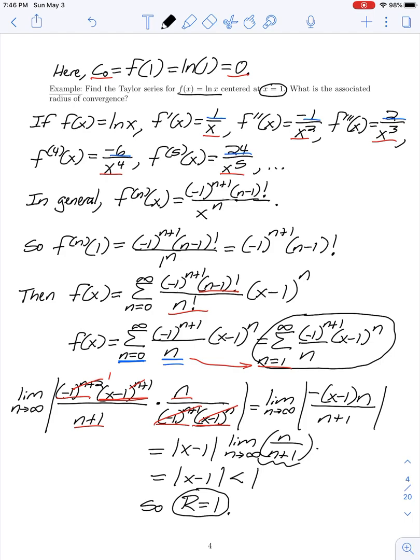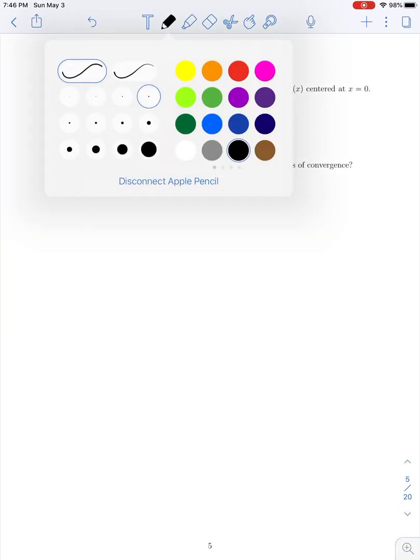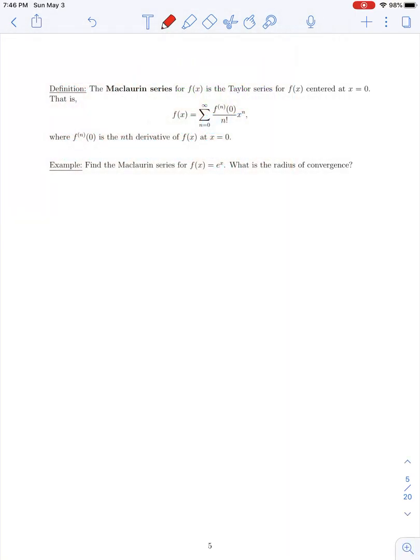So now that we've had a few examples of finding Taylor series of a function centered about a given point, we'll talk about a specific Taylor series, which is a little simpler to work with, known as the Maclaurin series for a function. So let's start by defining it.